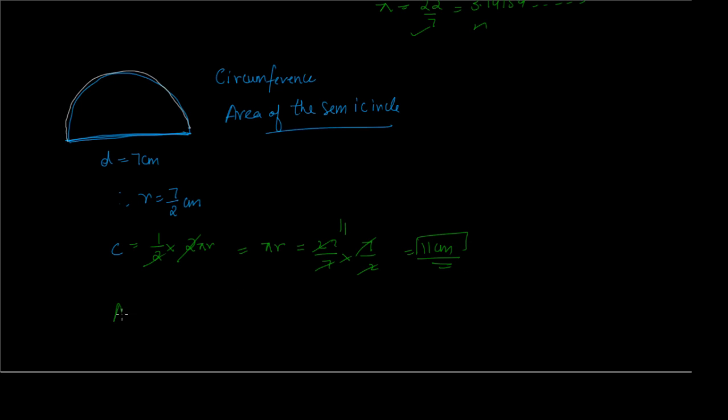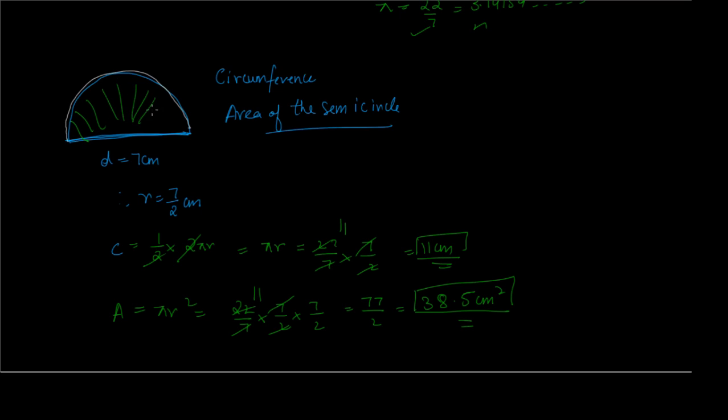Now we come to the area of the semicircle. Area is half pi r square, so that's 22 by 7 into 7 by 2 into 7 by 2. So 7 and 7 go once, and this will go 11 times, so this will be 77 by 2, which is 38.5 centimeters squared. Right, so that's the circumference and area of a semicircle. Area was basically this region, and the circumference was basically the curved boundary of the semicircle, right?